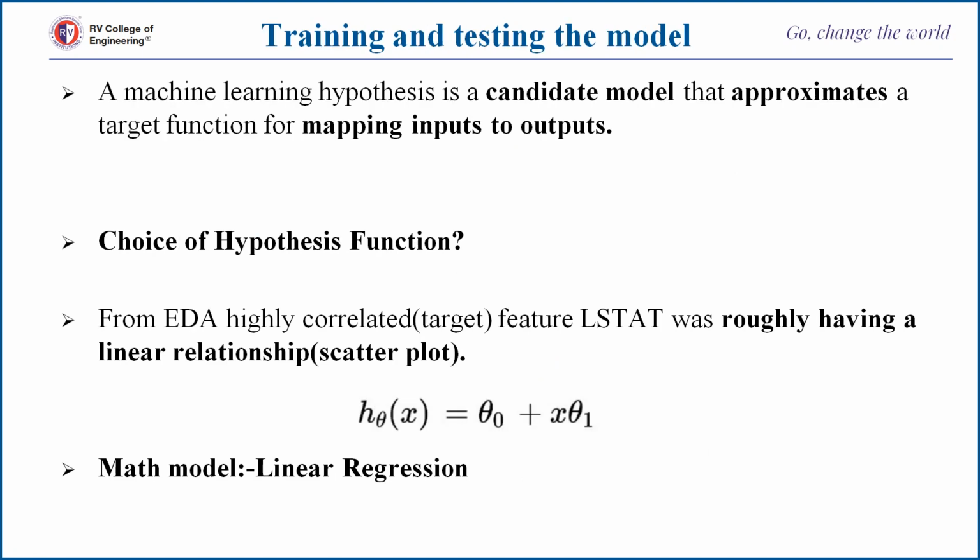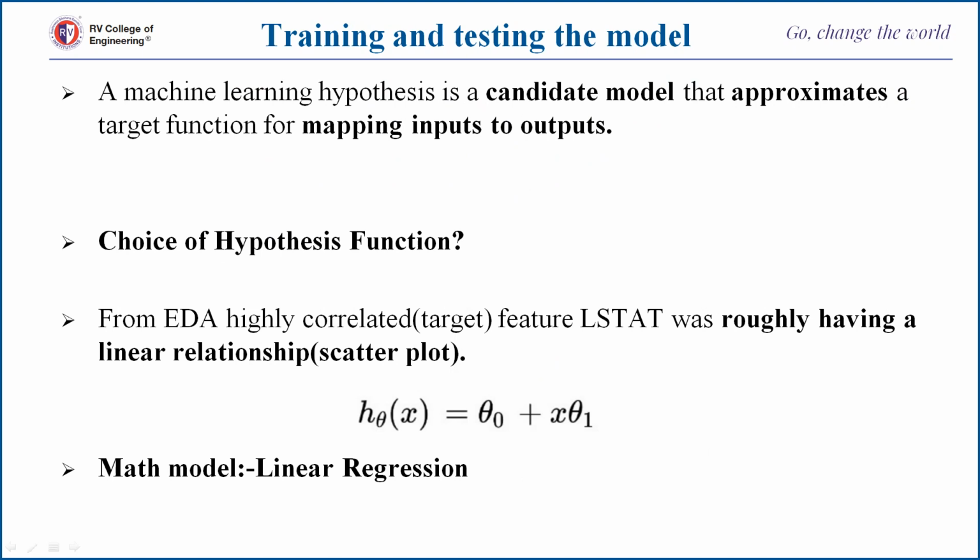Training and testing the model. Next is the choice of the hypothesis function. A machine learning hypothesis is a candidate model that approximates a target function for mapping inputs to outputs; that is, which mathematical model would accurately predict the relation between the input features and the output to produce the predicted values of prices.